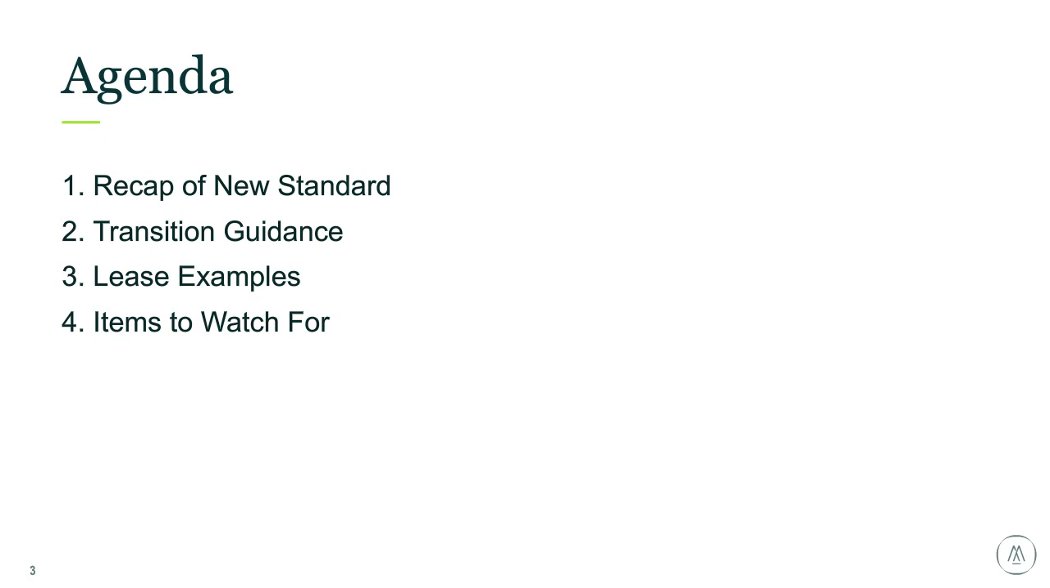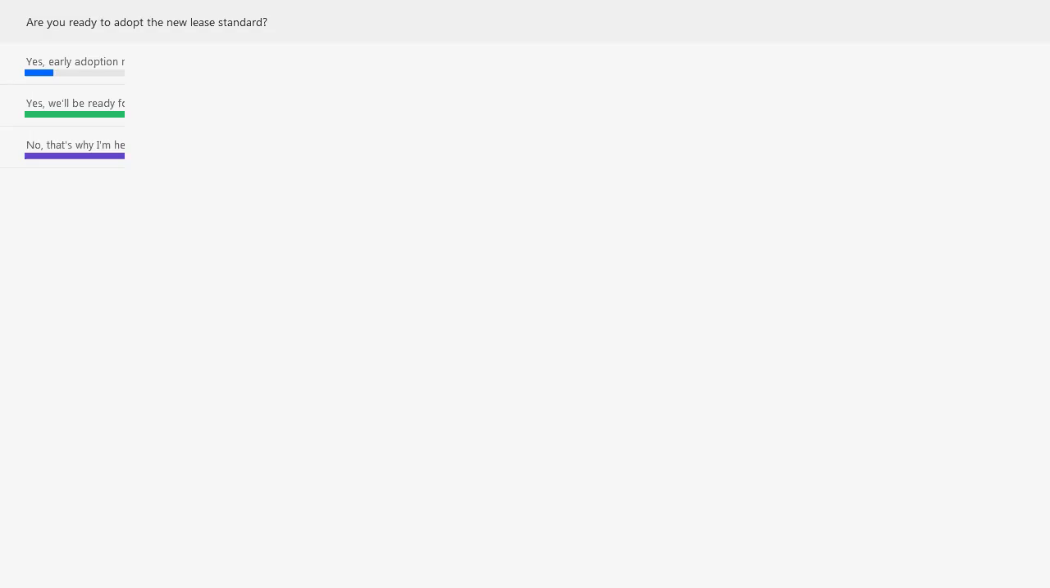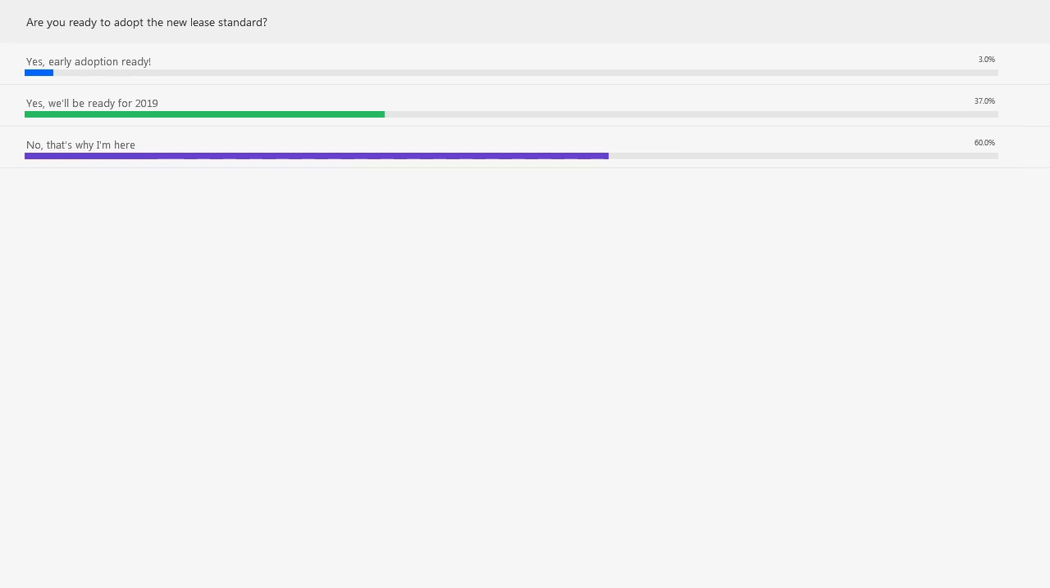And let's go ahead and take a look at the results. Kadeep, back to you. All right, so a small percentage say that they're ready to early adopt, and that's kind of consistent with what we've seen in our practice. While there is an option to early adopt, I haven't seen too many takers on that. Seems like about a third of the participants are saying they were ready in 2019, and a little over half are saying, you know, that's why we're here, to listen to you guys talk about this so we can understand what this is all about.